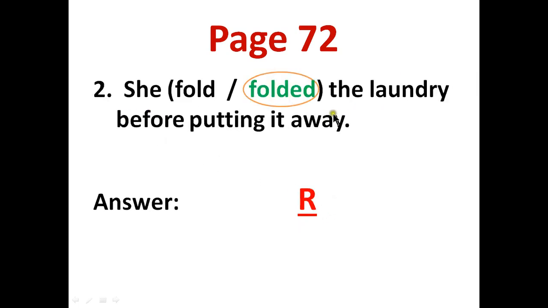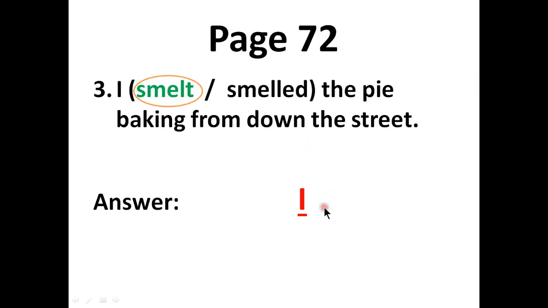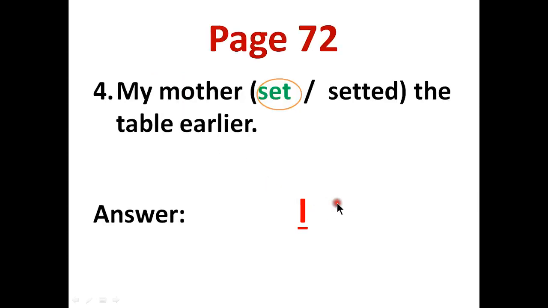Number 2. She folded the laundry before putting it away. Folded is the regular verb. Please write capital R on the line. Number 3. I smell the pie baking from down the street. Smell, smelt, smelt. So according to the rules of the book, we will declare smell as an irregular verb. Please write capital I on the line. Number 4. My mother set the table earlier. Set, set, set. So set is an irregular verb because there is no set-ted or set-ed in English grammar books. So we will call it an irregular verb.